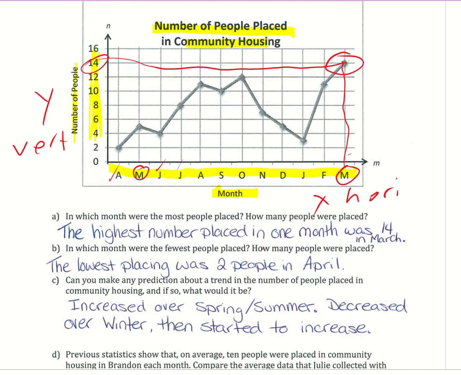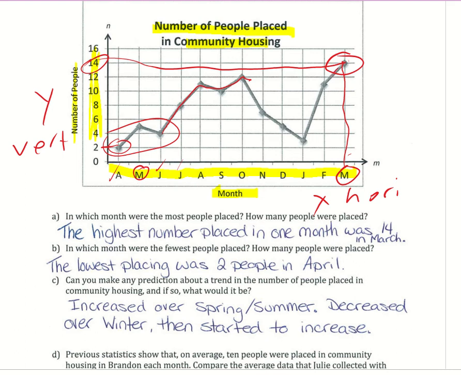In which month were the fewest people placed? And again, the lowest here would be the A for April, and that would be at 2. Right, so can you make any prediction about a trend of the number of people placed in community housing? If so, what would it be? You can see here basically during your summer months, it was a little bit decreasing, but then starting in the fall and going into the winter, it increased, and then it went a little bit down over the holidays and into January, and then it increased up until spring here, right?